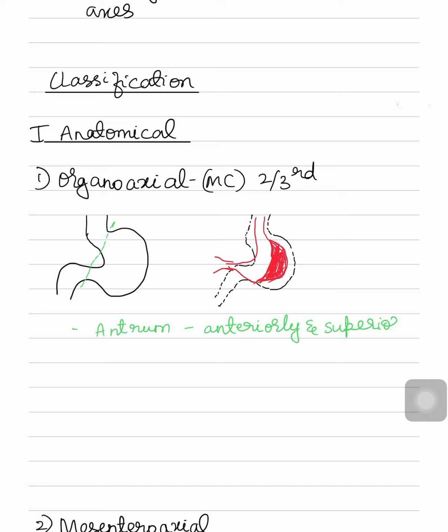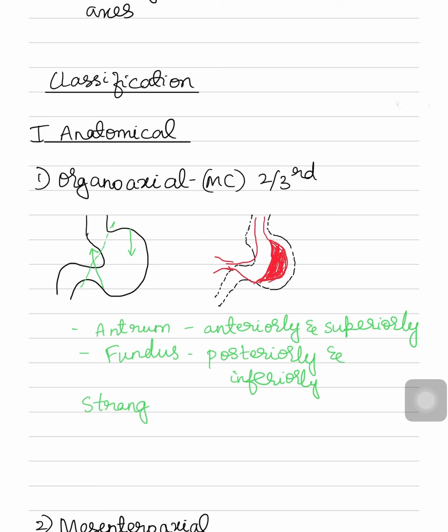This part of the antrum will start moving upwards, and then the fundus, which is above, will go posteriorly and inferiorly. So this is the fundus which goes posteriorly and inferiorly. There is twisting of the greater curvature, and strangulation is more common in this type of gastric volvulus.